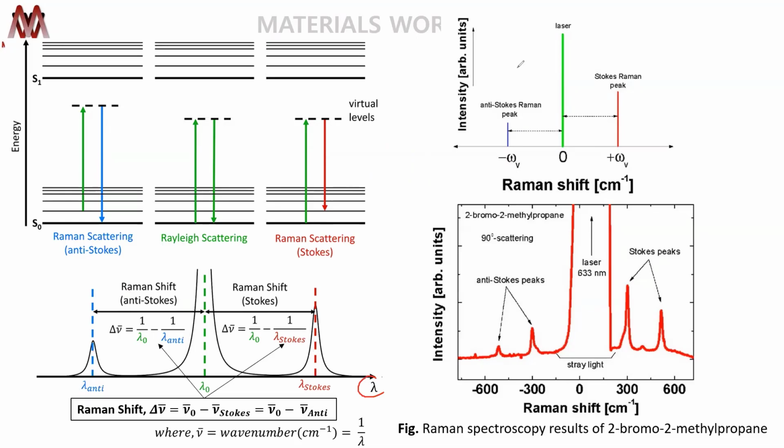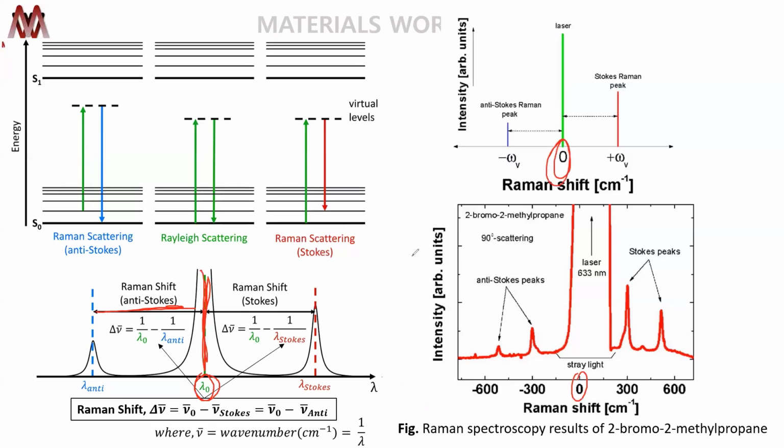If I'm not plotting with lambda, imagine I'm plotting with 1 by lambda. That is nothing but wave number in centimeter inverse. If I'm plotting with respect to wave number, which is the reverse of lambda, what will happen? For example, you see here, how much is the shift from the Rayleigh? I can assume this as 0.